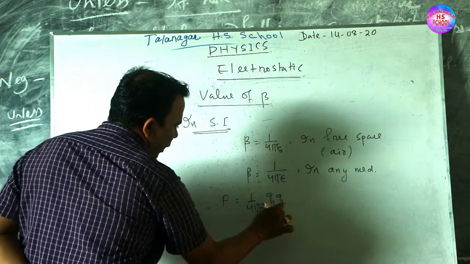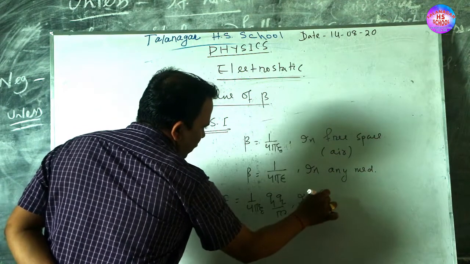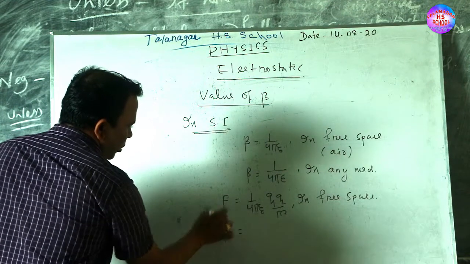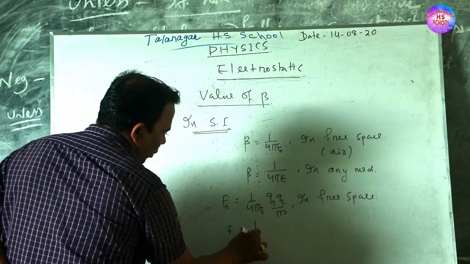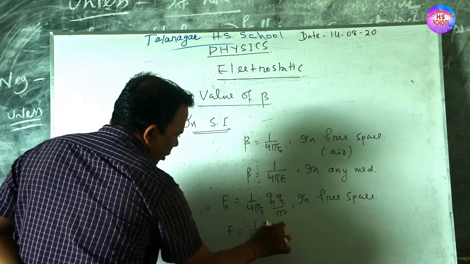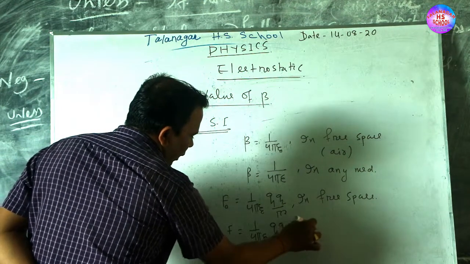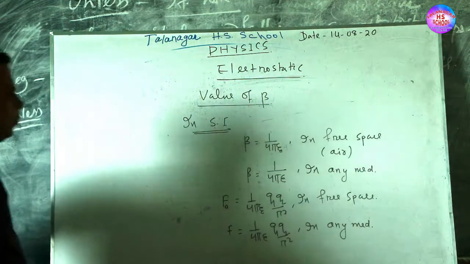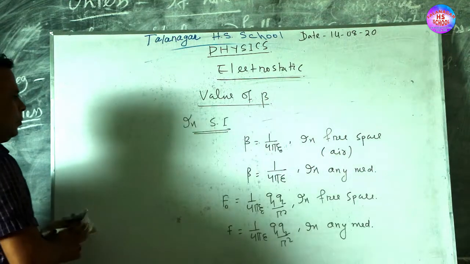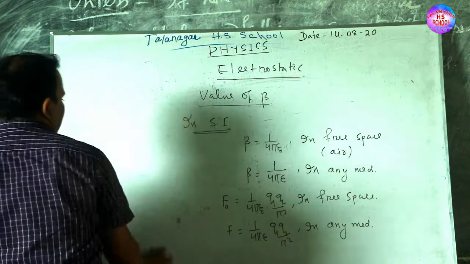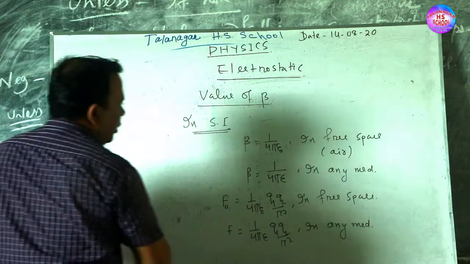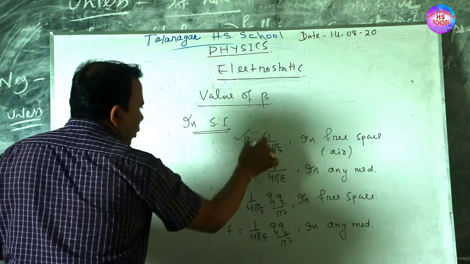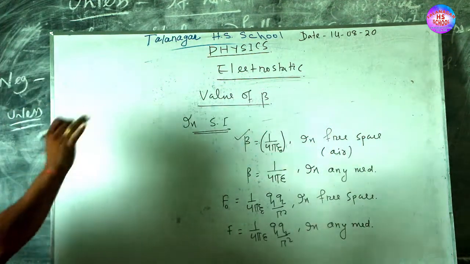q1 q2 by r square in free space, F0 equal to 1 by 4 pi epsilon naught q1 q2 by r square, and F equal to 1 by 4 pi epsilon q1 q2 by r square in any medium. Here, since beta is the proportionality constant, 1 by 4 pi epsilon naught is also a constant.